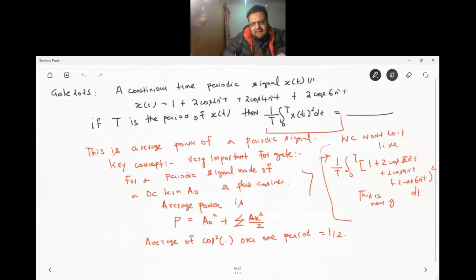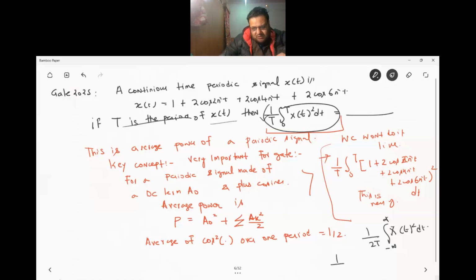Now, a GATE question is asked: a continuous time periodic signal x(t) is given, and if T is the period of x(t), then 1/T ∫ from 0 to T. See, normally your energy expression is 1/2T times the integral from minus infinity to infinity of x(t) squared dt, right? But we can break this down. GATE uses this expression, the integral from 0 to T of x(t) squared dt, because the 2 and 2 get cancelled. So this is asking to calculate the average power.